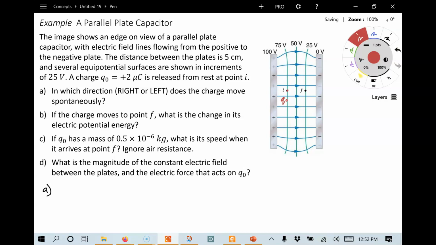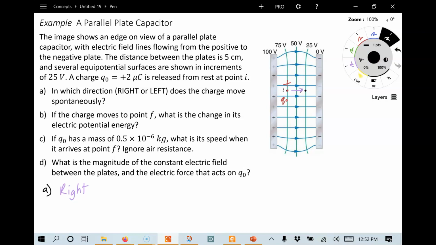Well, this is a positive charge, right? It doesn't like the positive plate, it likes the negative. It's naturally going to move spontaneously towards the negative plate, right? So we can go ahead and write right. That is the answer for part A.